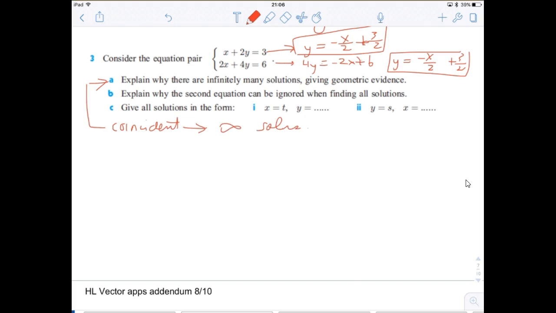All right. B, explain why the second equation can be ignored when finding all solutions. Okay, because the second equation is the first equation times 2, right? It's just multiplied by a scale factor, so it doesn't really give you any more information than the first equation. Okay, C, give all solutions of the form x equals t, y equals something. Y equals s, x equals something. Okay.